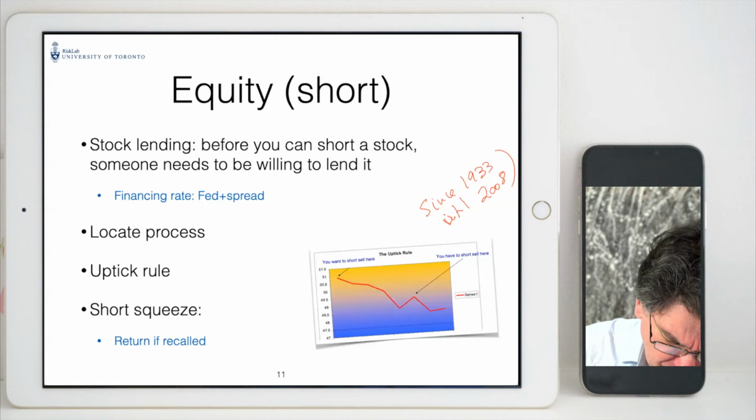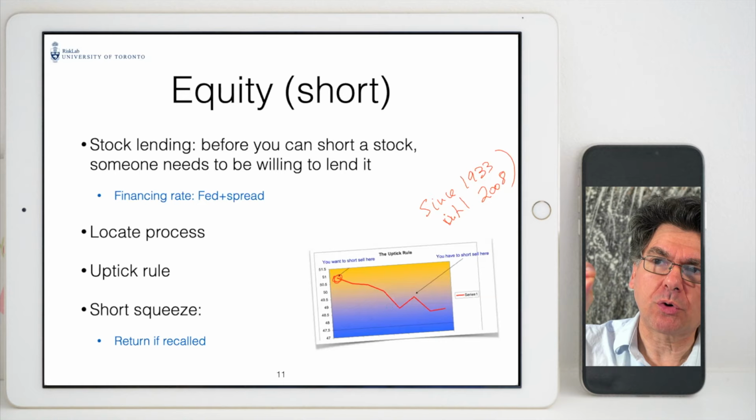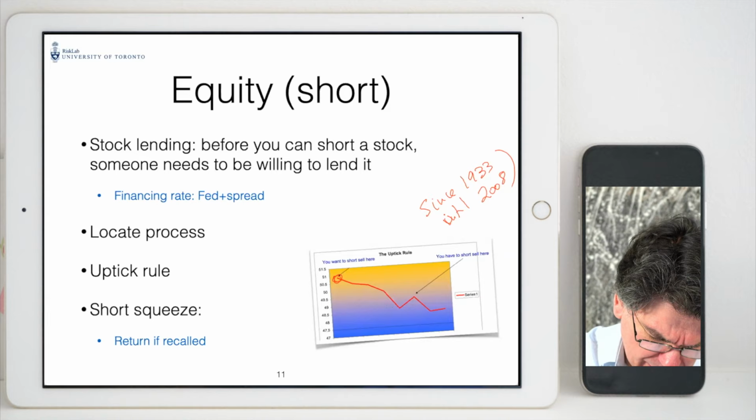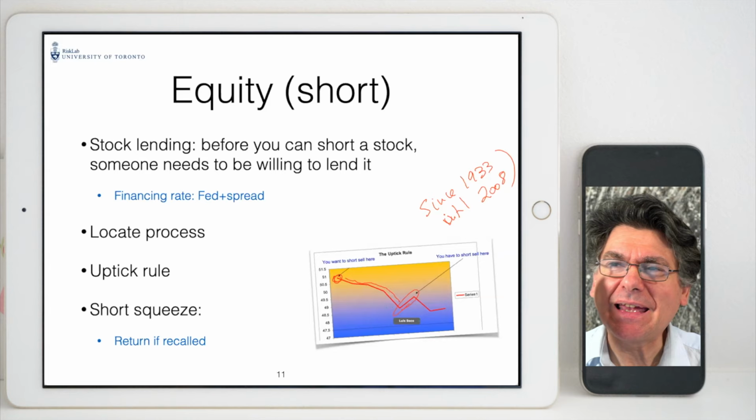If the stock is here and you want to short the stock, you give your order to the broker. But then the broker cannot sell the stock for you while the price is dropping. He can sell it here. And this is a tick. You know what a tick is?